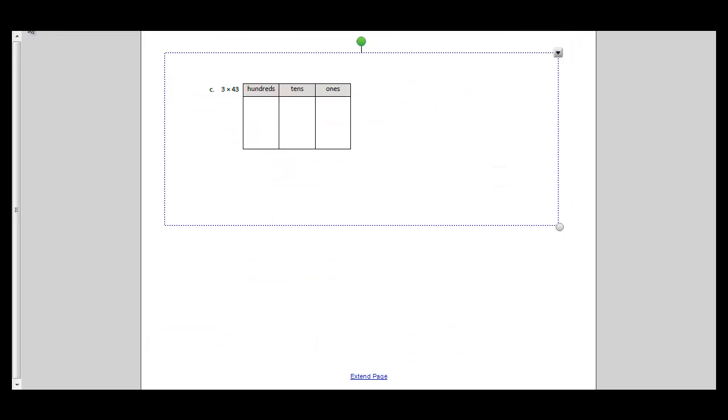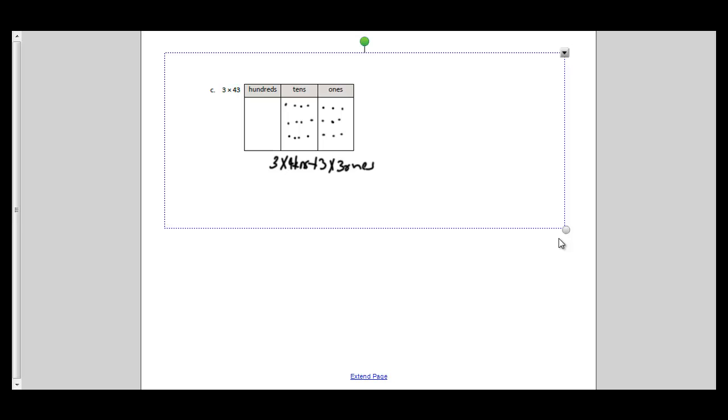Okay, let's try C. All right, so this time we're going to do 43 times 3. All right, so we've got our 40. 1, 2, 3, 4. 1, 2, 3, 4. 1, 2, 3, 4. So there's 40 times 3. Here's 3 times 3. 1, 2, 3. So I've got 3 times 3 ones. And I have 3 times 4 tens. I know that's really tiny, but it says 3 times 4 tens and 3 times 3 ones.